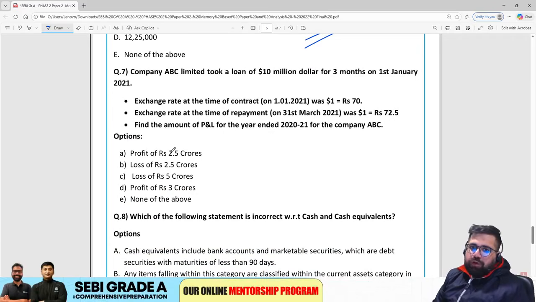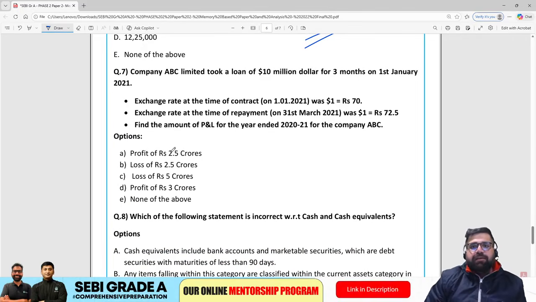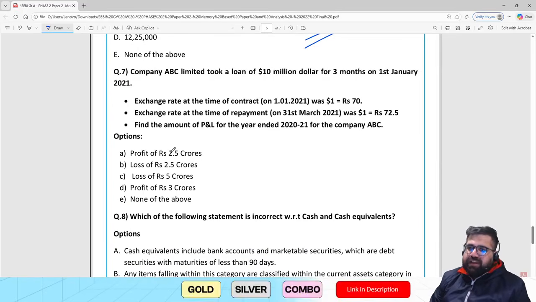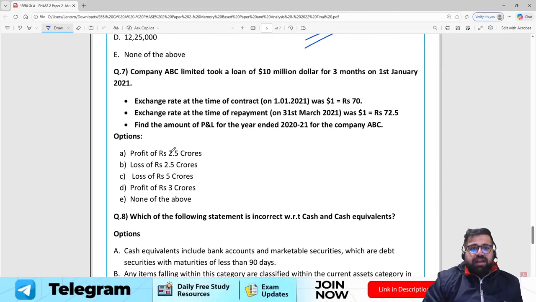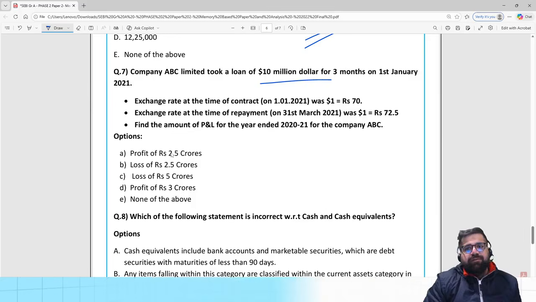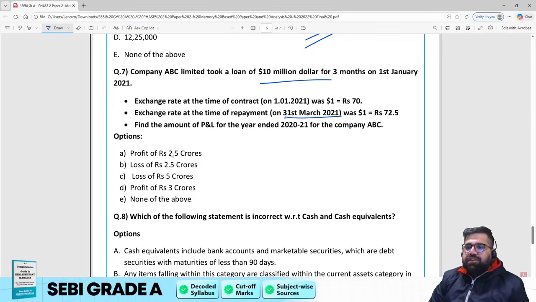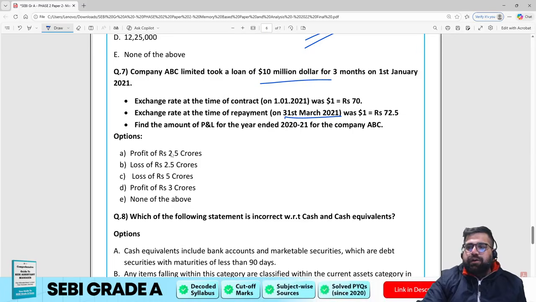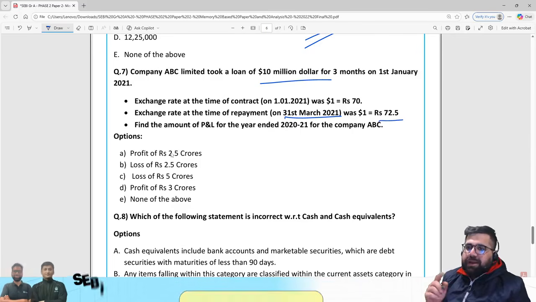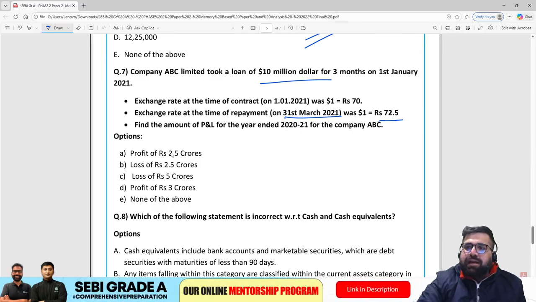Question number 7. Company ABC Limited took a loan of $10 million for 3 months on 1st January 2021. Okay, so they are taking a loan of $10 million. Exchange rate at the time of contract was $1 is equal to rupee 70. Exchange rate at the time of repayment: you are making a repayment on 31st March 2021. Repayment rate is $1 is 72.5. So your rupee has appreciated or depreciated? It has depreciated by 2.5.